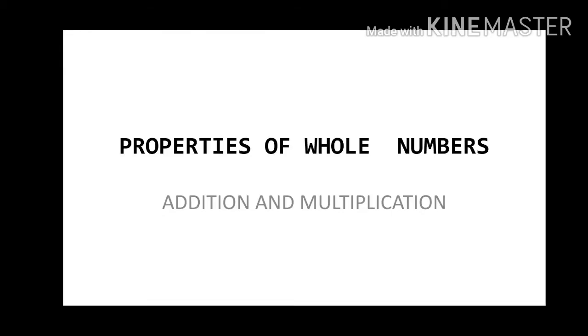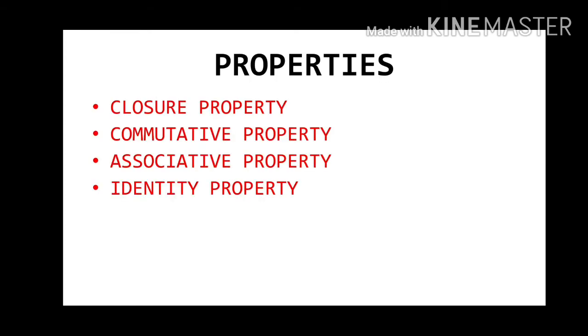Properties of whole numbers under addition and multiplication. So we will learn about closure property, commutative property, associative property and identity property. Let's start with closure property of addition.